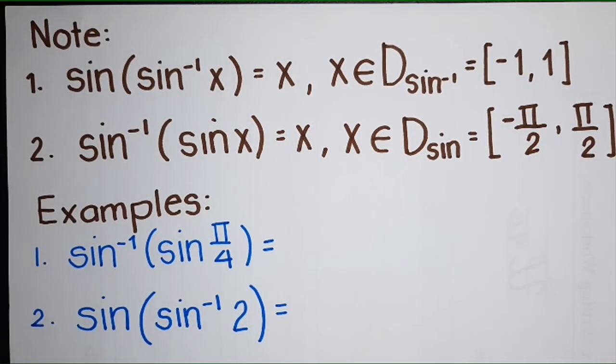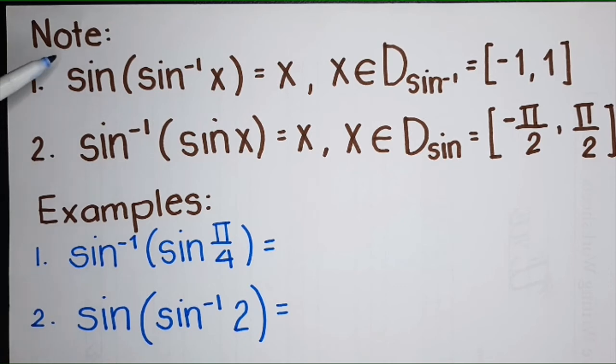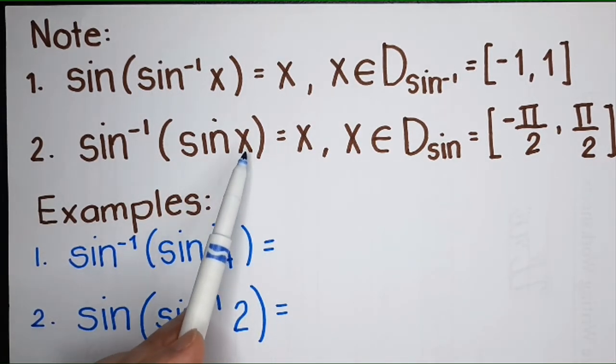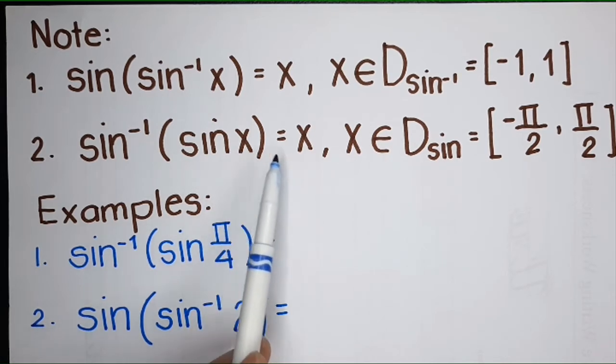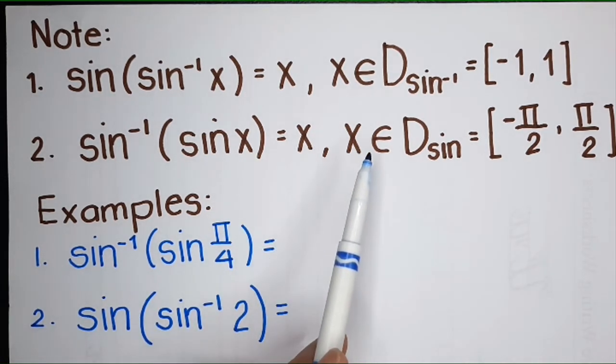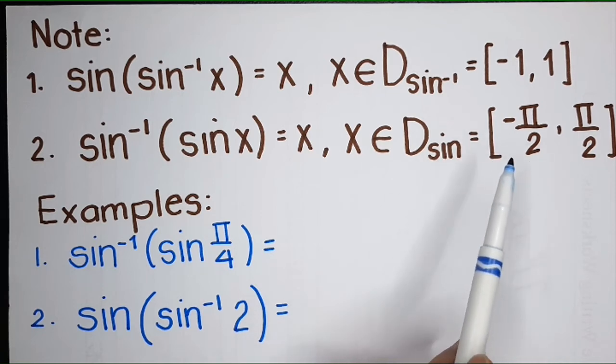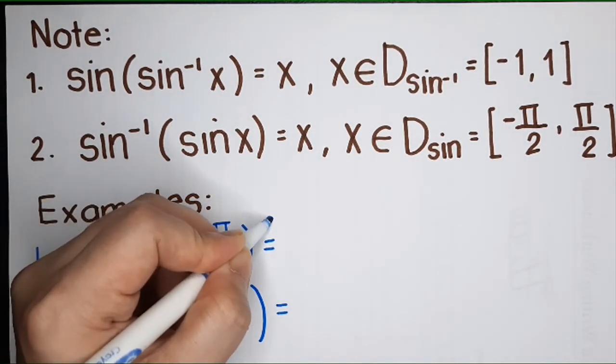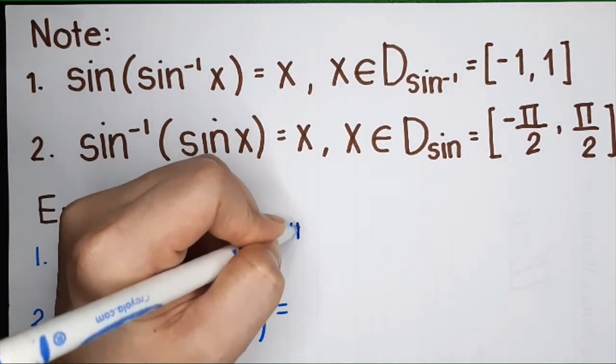Okay. Let me give you some examples. Let's evaluate sine inverse of sine pi over 4. So, ibig sabihin ng evaluate, let's get the value. Okay? Based on this note, actually the second note, sine inverse of sine x is equal to x. So, ikakopy mo lang daw to. But you have to check if this x lies on this interval, negative pi over 2 to pi over 2. So, let us see. Is it really equal to pi over 4?